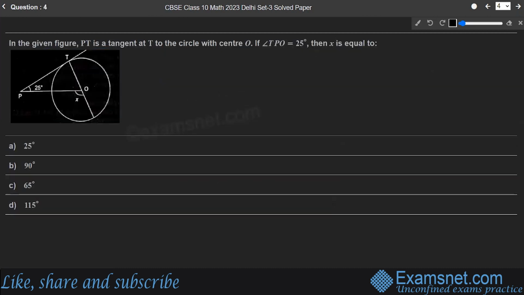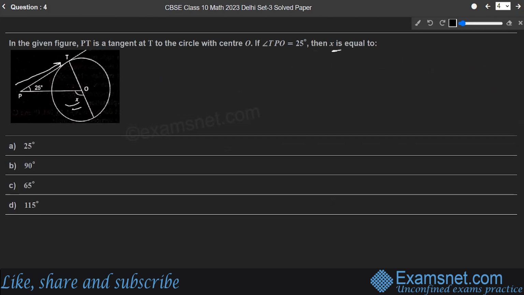Next, in the given figure, PT is tangent at T. So this is a line PT that is tangent to the circle at the point T with center O. Center is O. Angle TPO is 25 degrees. That is already given. Then x is equal to what? We have to find out the value of angle x.